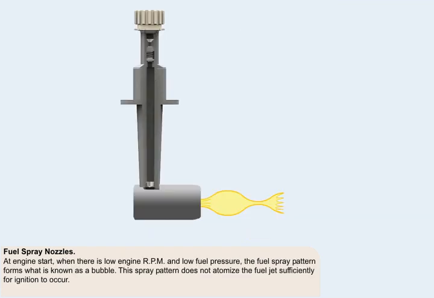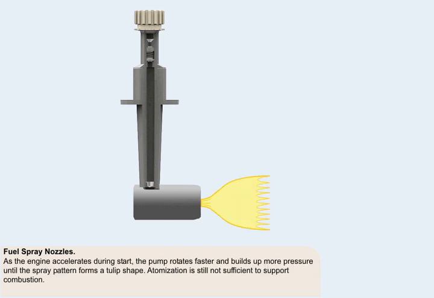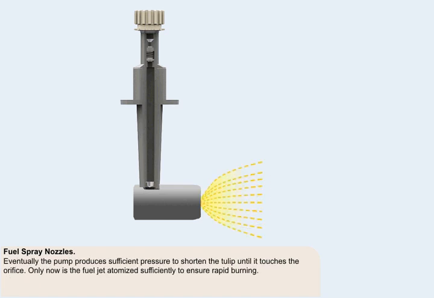At engine start, when there is low engine RPM and low fuel pressure, the fuel spray pattern forms what is known as a bubble. This spray pattern is unable to atomize the fuel jet sufficiently for ignition to occur. As the engine accelerates during the start sequence, the pump rotates faster and builds up more pressure until the spray pattern forms a tulip shape. Atomization is still not sufficient to support combustion. Eventually the pump produces sufficient pressure to shorten the tulip until it touches the orifice. Only now is the fuel jet atomized sufficiently to ensure rapid burning.